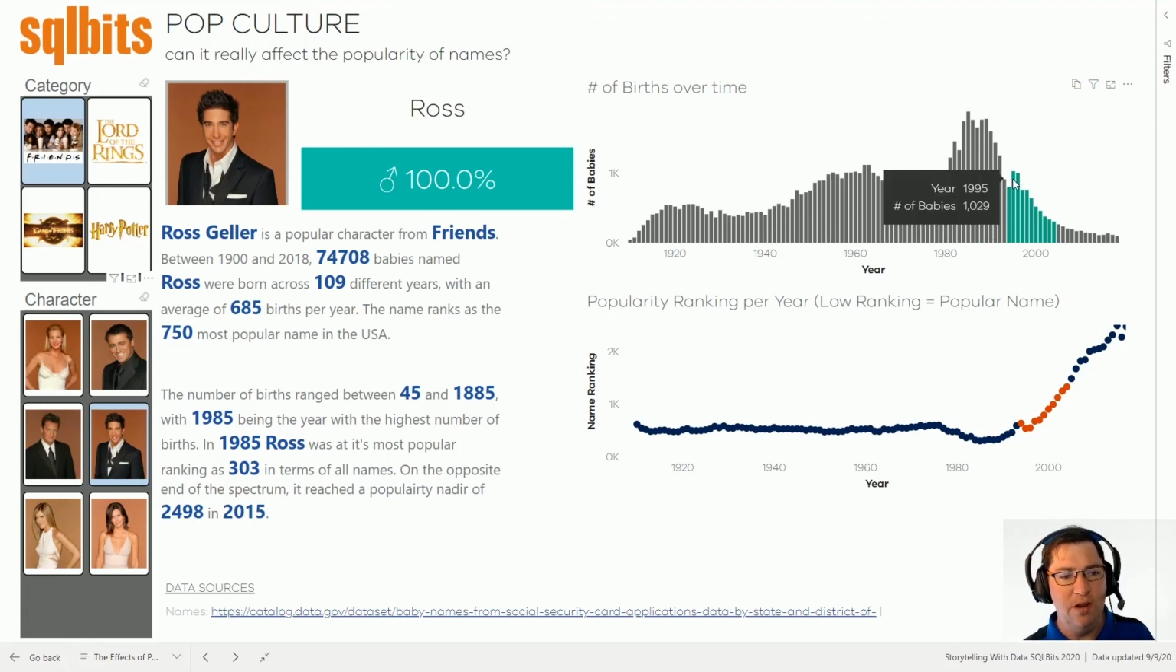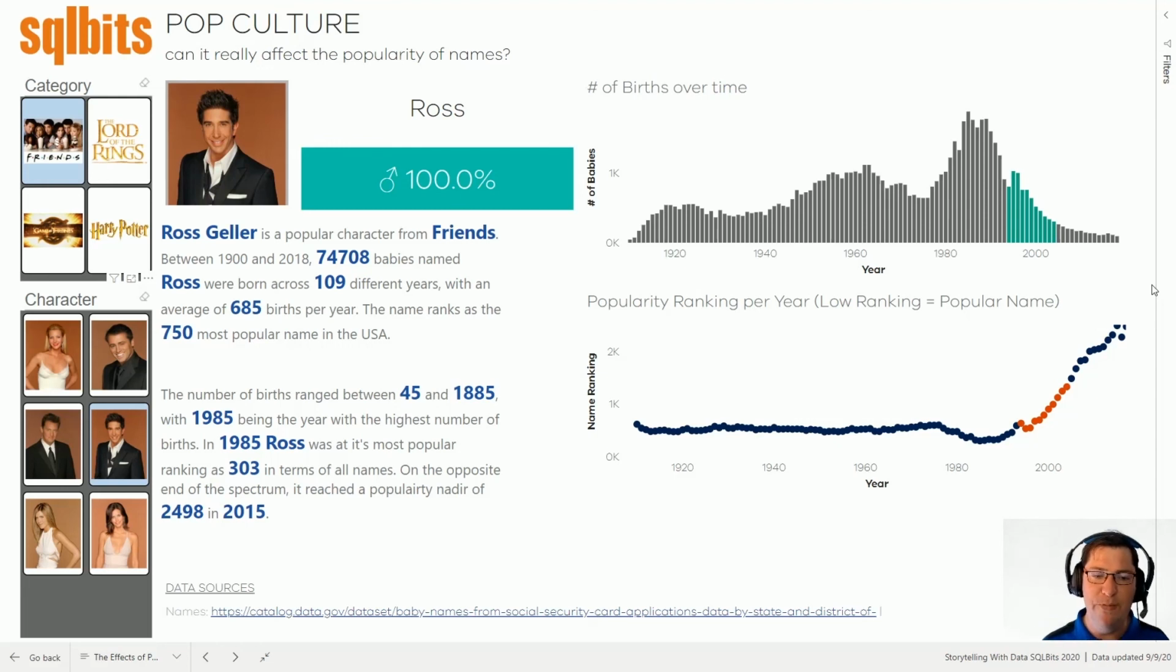Season two, when maybe it was the height of Ross's popularity, him and Rachel were together. Season two and season three, the name got a big boost. Towards the end of season three, they broke up, and his name has been in freefall ever since. So breaking up with Rachel, really bad idea for the world population of Rosses.